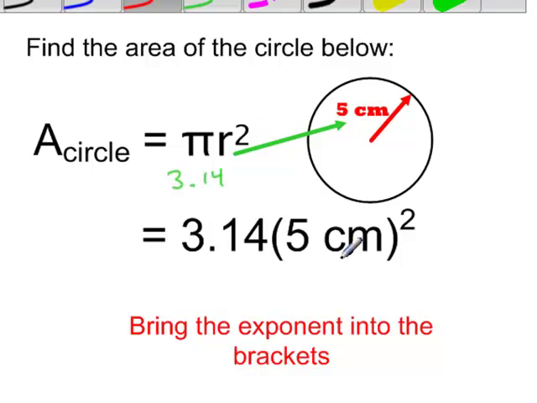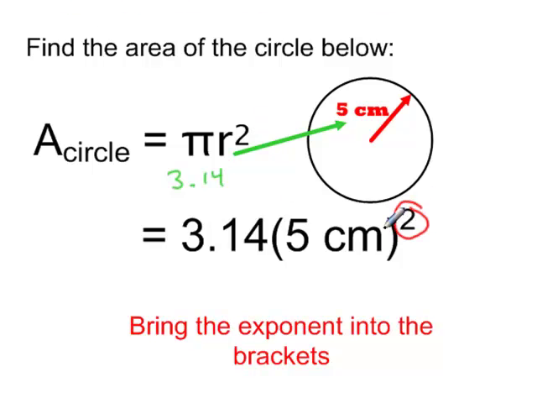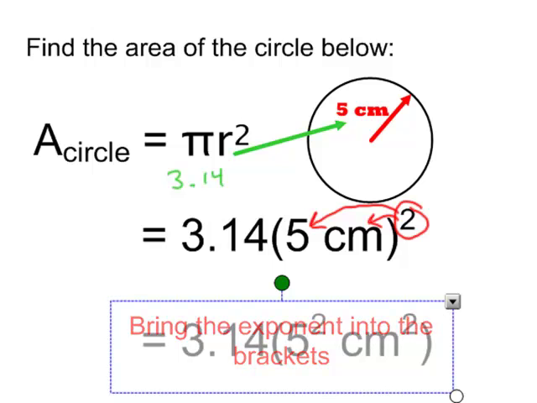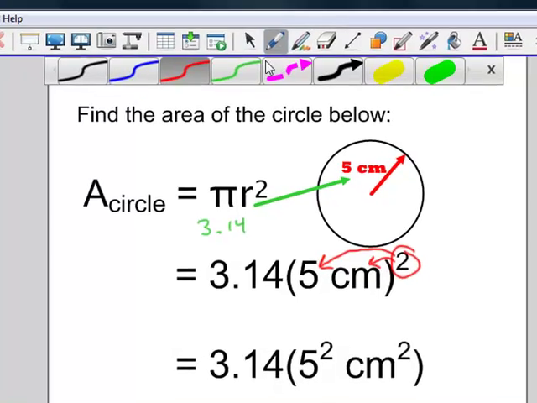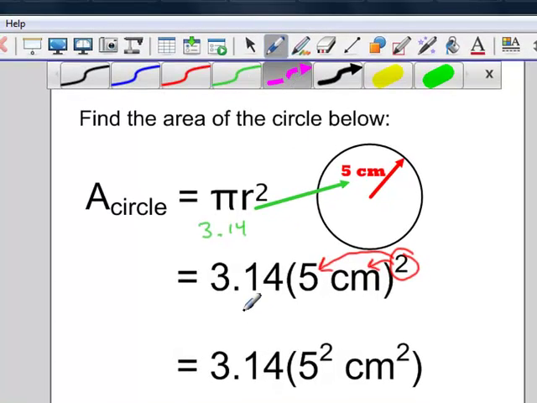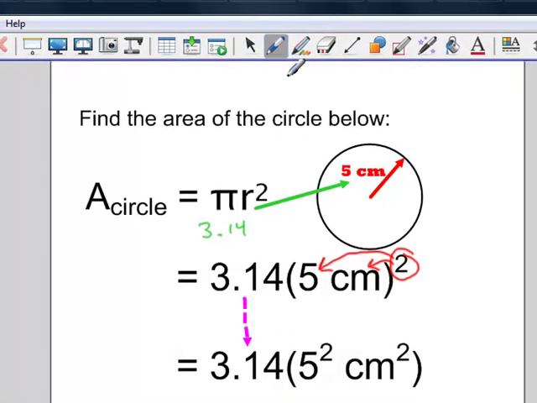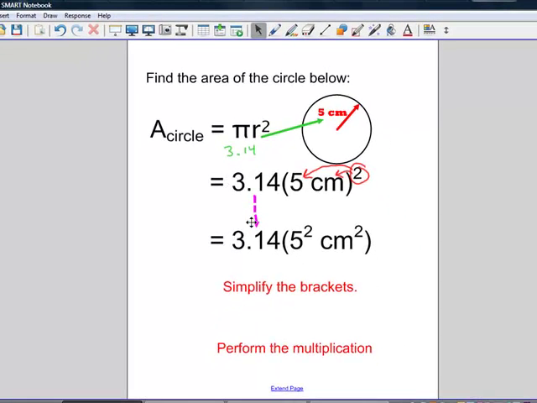The next thing we have to do is bring the exponent 2 into the brackets by raising each of those elements to the exponent 2. We'll be left with, in the brackets, 5 squared and centimeters squared. Also note that the 3.14 just gets carried down. We've done nothing with it yet, so we leave it alone.